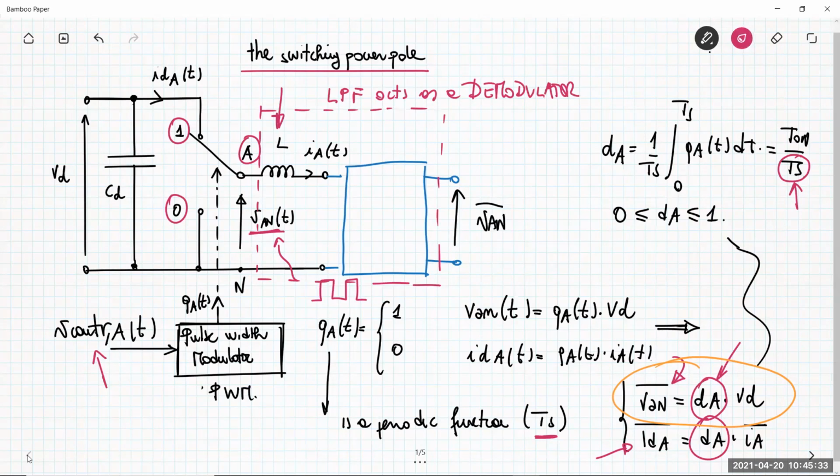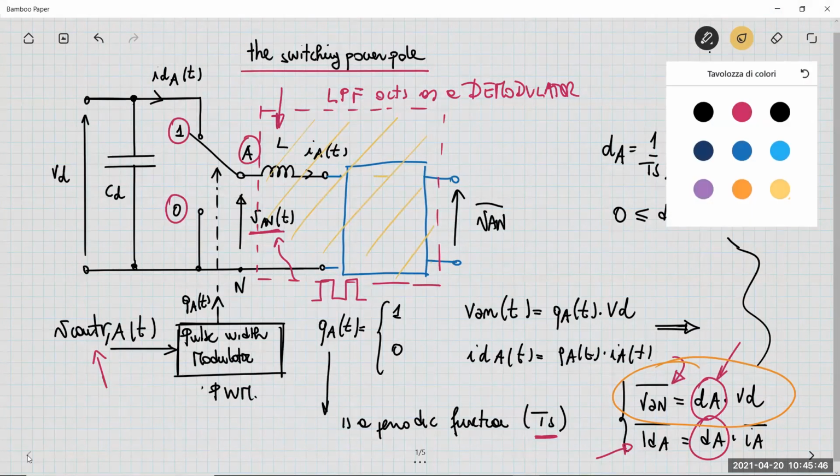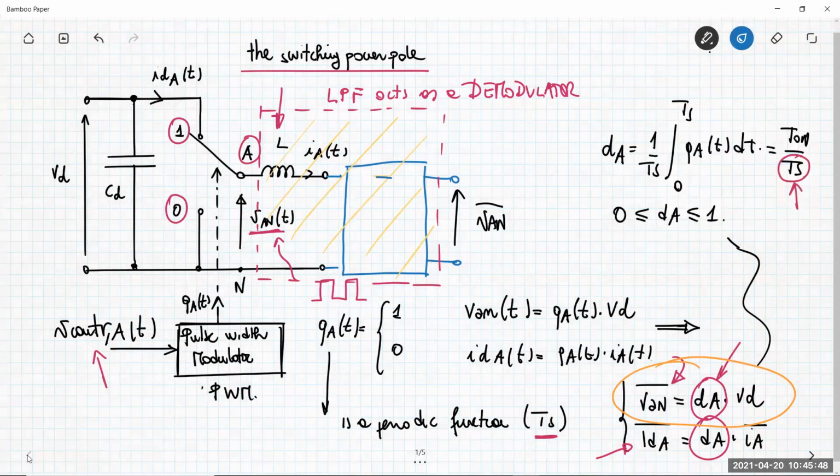All this part here is our demodulator block, including also the inductance L. For example, if you put in this blue box here a capacitor, remember the example that I gave you about the use of the switching power pole originating in the step down buck converter. I just employed here a capacitor.